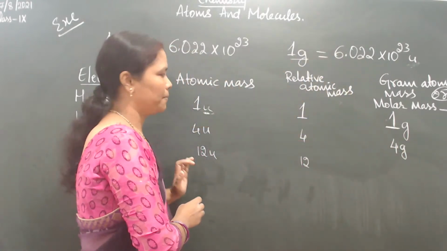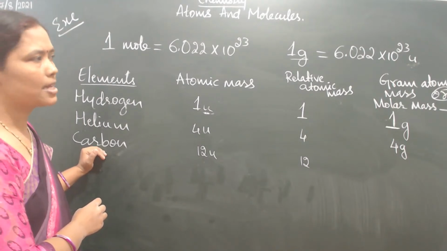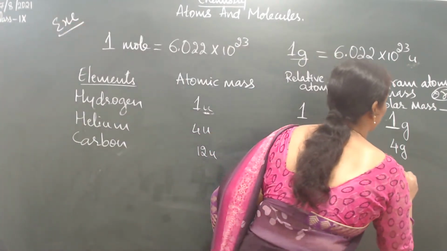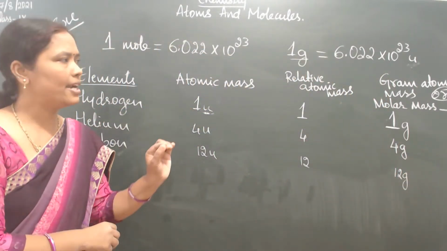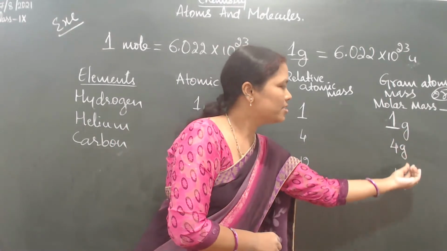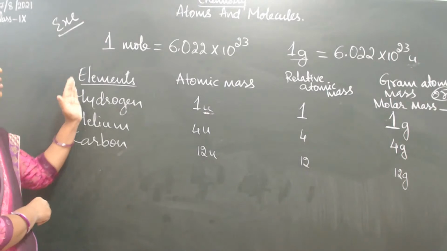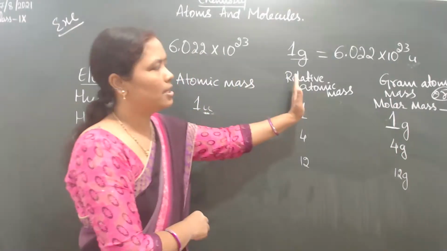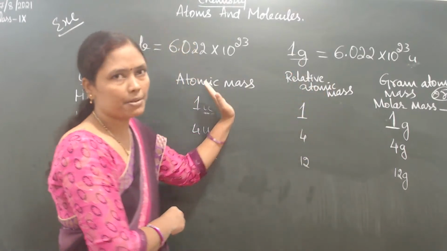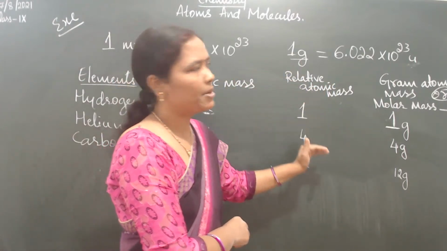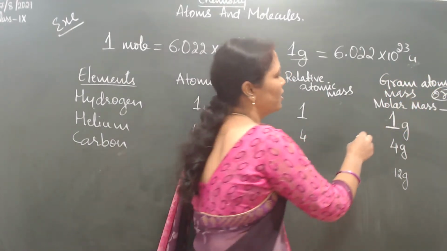4 gram. Then what is the gram atomic mass of the carbon? 12 gram. The only thing is that we have to write the G in front of this number. This value is the atomic number, the relative atomic mass, that is atomic mass, and the gram atomic mass.